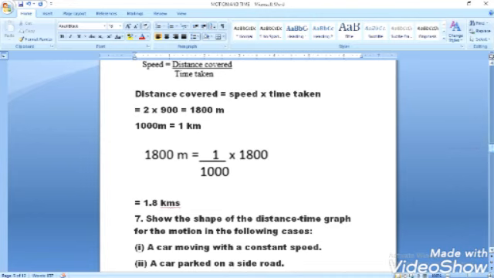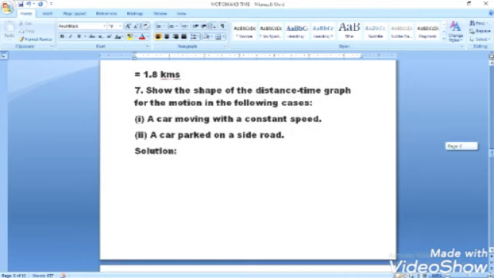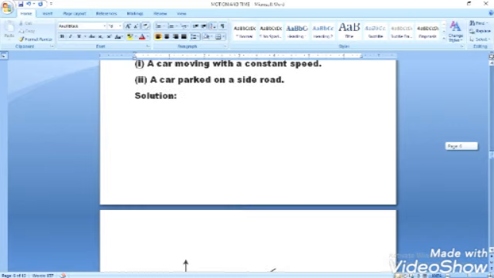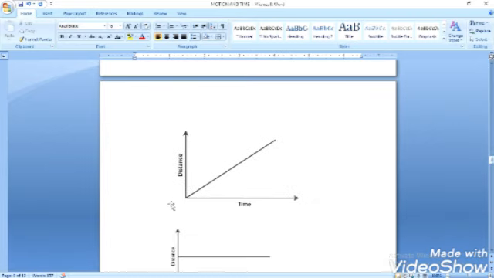Okay. Next question. Show the shape of the distance time graph for the motion of the following cases. A car moving with a constant speed. Then what is the time distance graph? At a constant speed, as the time increases, distance is constant. Okay. So this is a straight line.